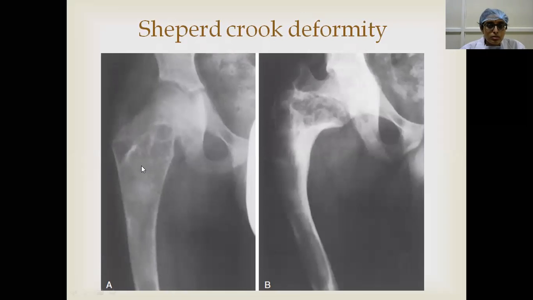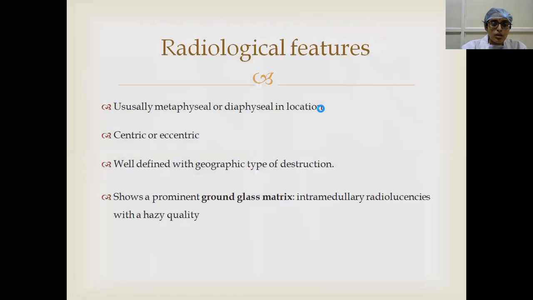Now, because the femur is a weight bearing bone, and because of the fibrous stroma there will be excess forces acting on the femur, which has led to the deformity of the bone. See, this is called a shepherd's crook deformity.